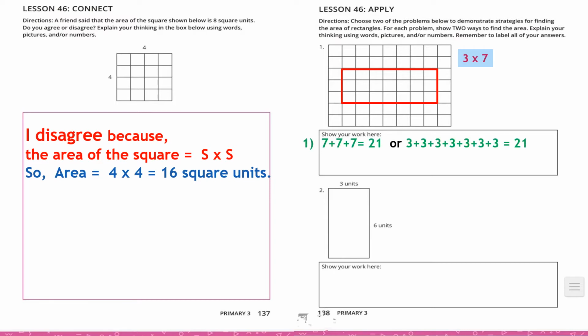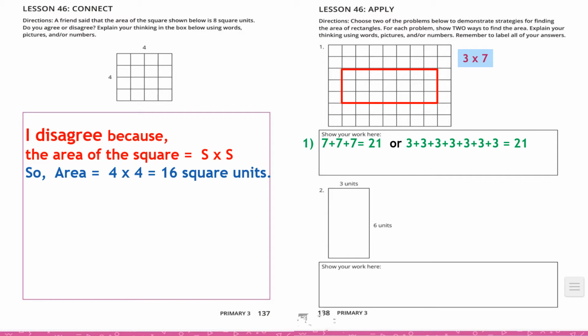Here, we have 3 rows. Each row contains 7 squares. So we have 7 plus 7 plus 7. 3 sevens equals 21. Or we can find the repeated addition by columns. We have 7 columns. Each column contains 3 squares. So we will add 3 plus 3 plus 3 and so on. 7 threes, all of them equals 21. This is the way by repeated addition.